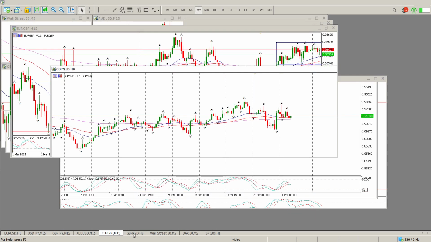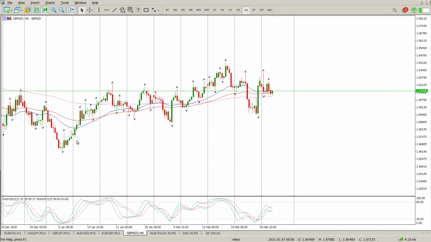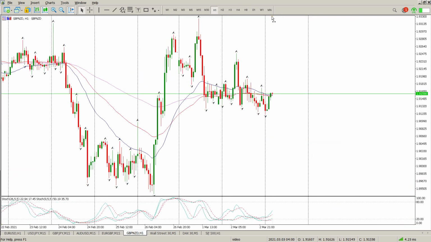Okay, last pair is British pound, New Zealand dollar. Now, we were looking for a pretty big breakout the last couple of weeks, and I don't think that's really transpiring at the moment. Nothing really happening here. Big up, rejection, rejection, rejection. Nothing really happening. So what we want to do is get down to the hour.